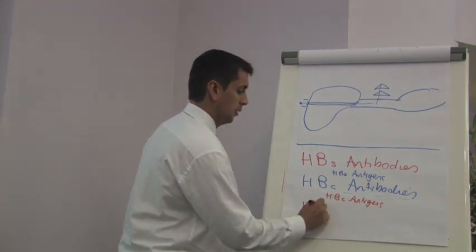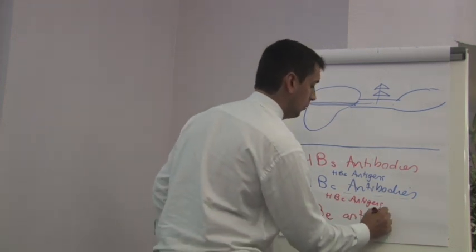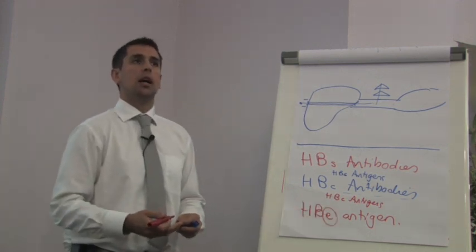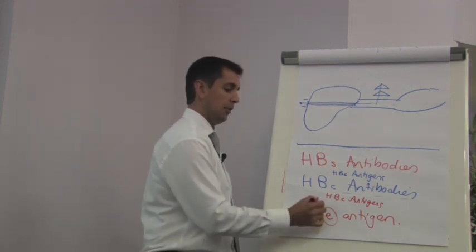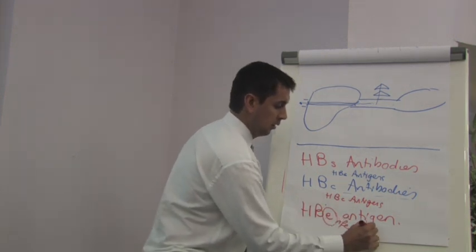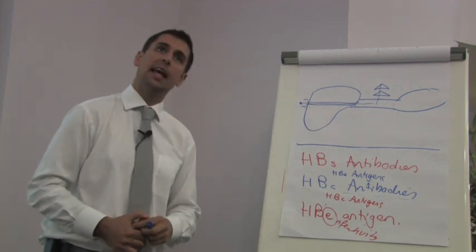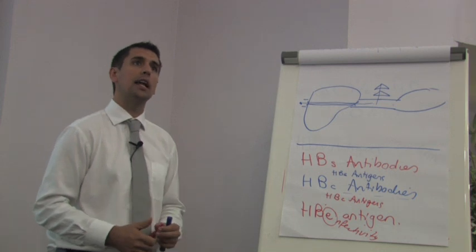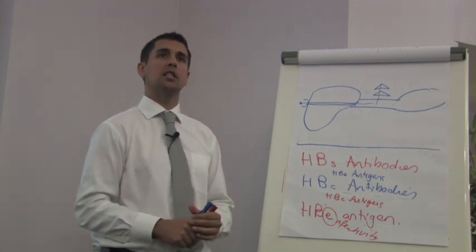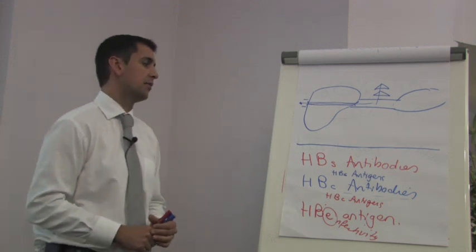Hepatitis B E antigen. E talks about the envelope, and it would be lovely if this was I, for infectivity. If you've got hepatitis B E envelope antigens, you're highly infectious. And that is an indication to treat somebody with pegylated interferon.